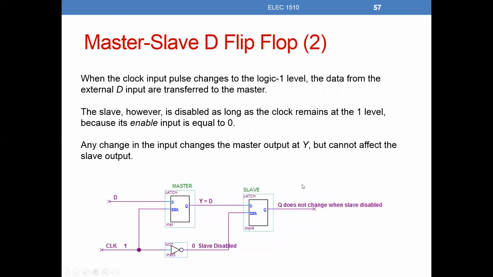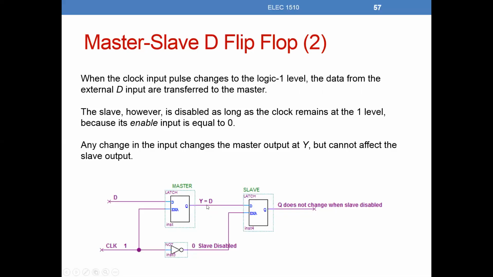Right. Now, when the clock becomes a 1, in this case, this master circuit is enabled, the slave is disabled. So now the next state can be whatever's on D. So Y is going to be equal to D. Q will not change its state. But we can use latches then to make flip-flops.